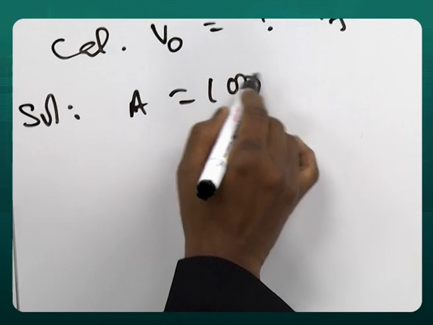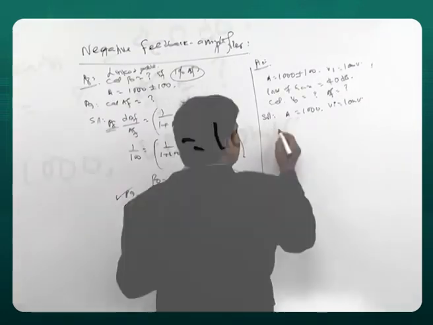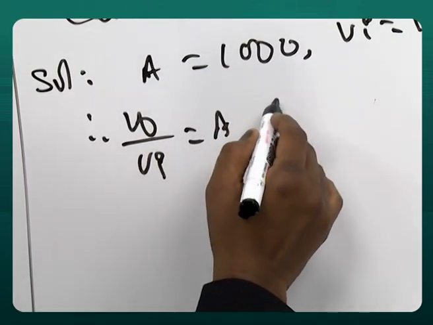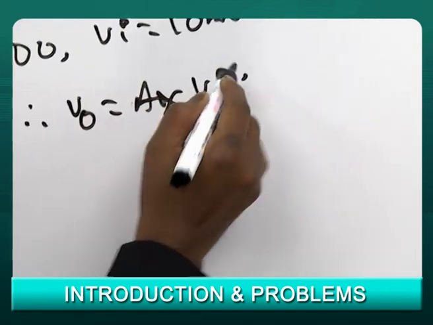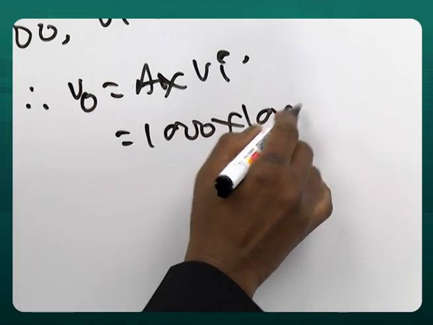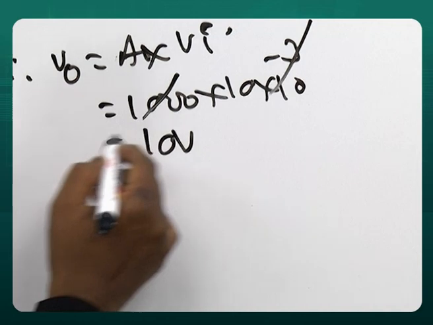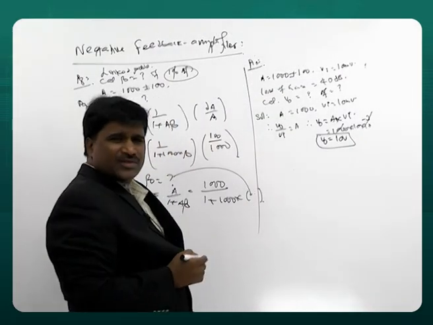A is 1000, Vi is 10 milli, therefore V0 by Vi is AV. Therefore V0 is A into Vi. How much? 1000 into 10 milli. Milli and 1000 cancel, so output is 10 volts. That's one answer for my question.